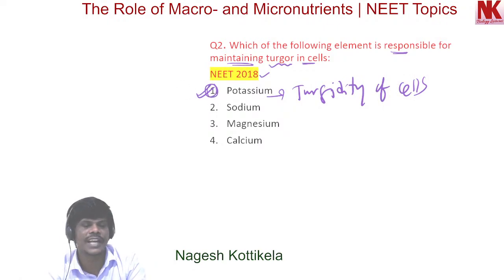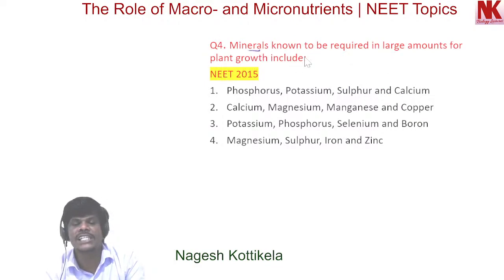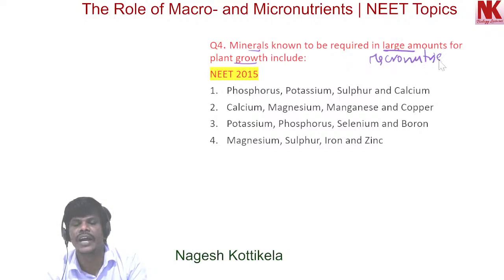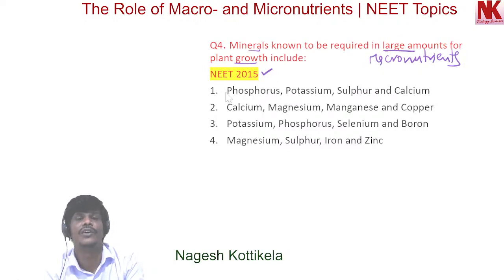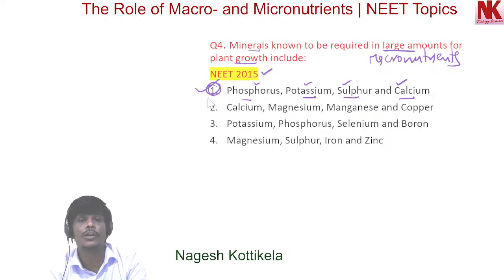Now moving to the next question. Minerals known to be required in large amounts for plant growth include, large amounts means we have to find out macronutrients. And here let's check. This question was asked in NEET 2015. Here phosphorus, yes, it is a macronutrient. Potassium is right, sulfur is right, calcium is right. So the first option can be the more appropriate option, but let's check the other options too.